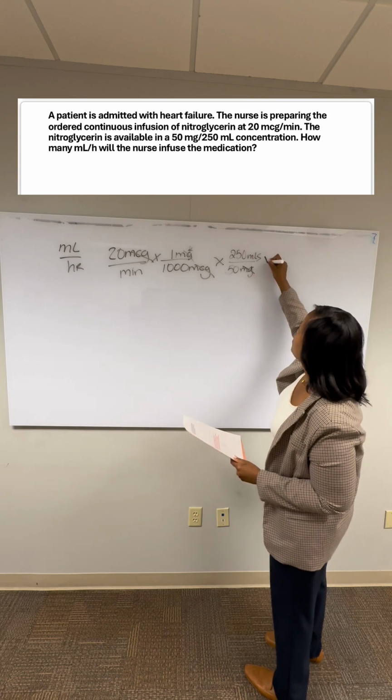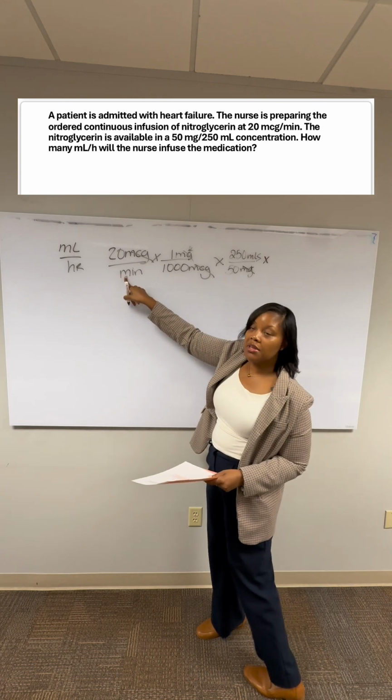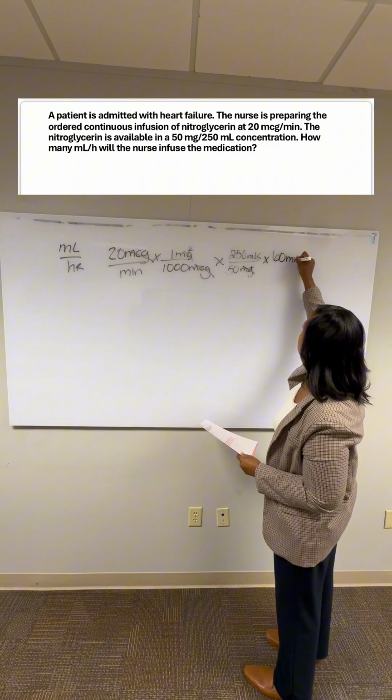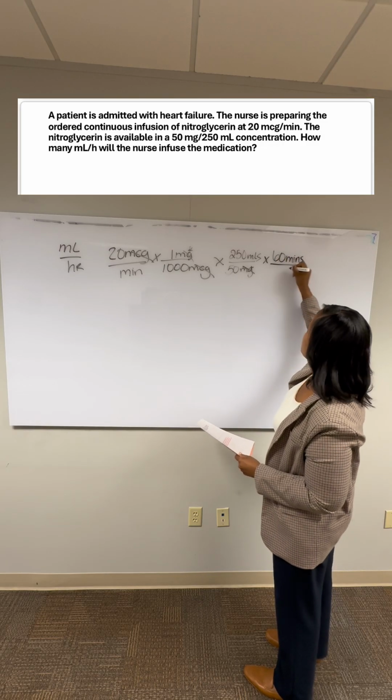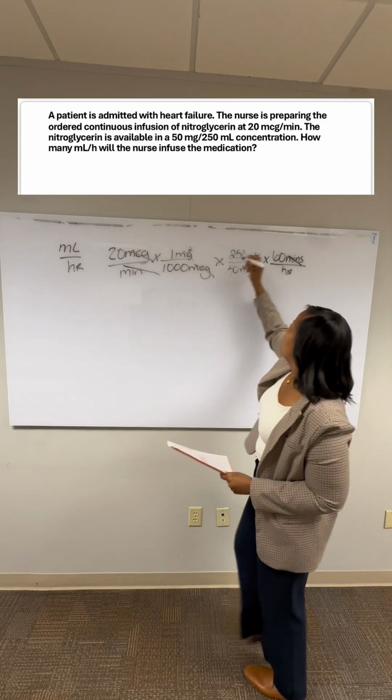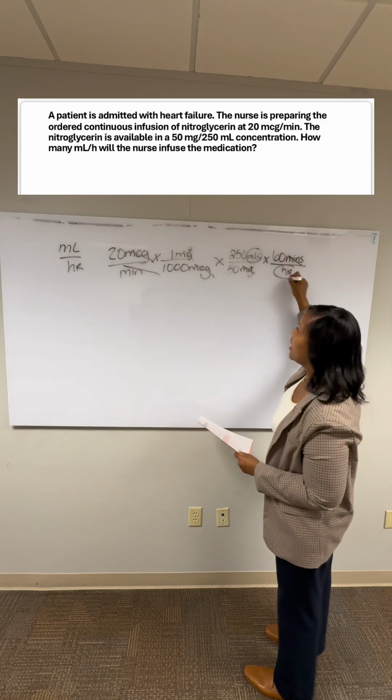All right, so we're now left with mLs per minute, but our answer needs to be in mLs per hour. So if minutes is on the bottom here, minutes need to be on the top up here. So we know that 60 minutes is equal to an hour. So minutes cancel out and we're left with mLs per hour.